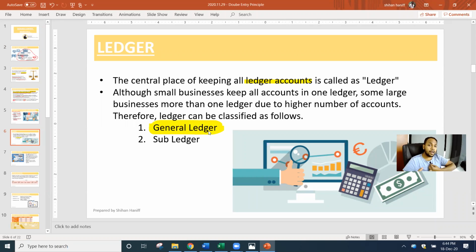But when businesses are expanding and they have thousands of debtors and thousands of creditors, customers and suppliers, they maintain separate ledgers for customers and suppliers, and sometimes for their inventory as well. We call them sub-ledgers. So there are two types of ledgers: the general ledger and the sub-ledger.